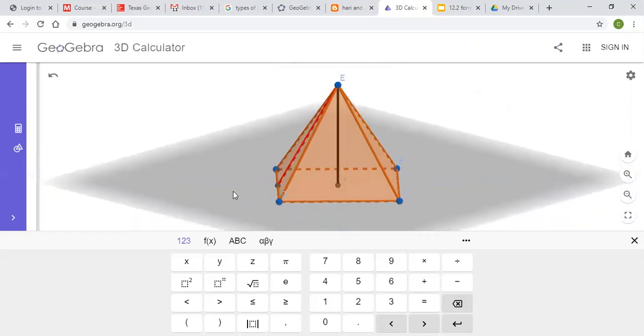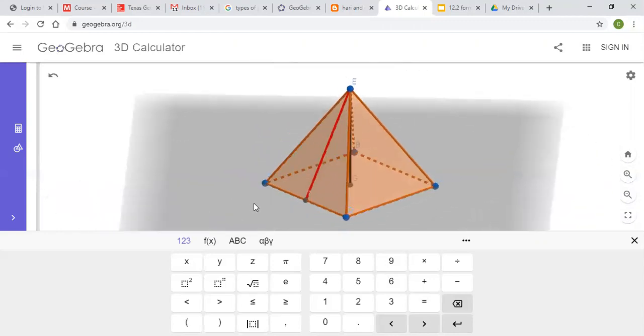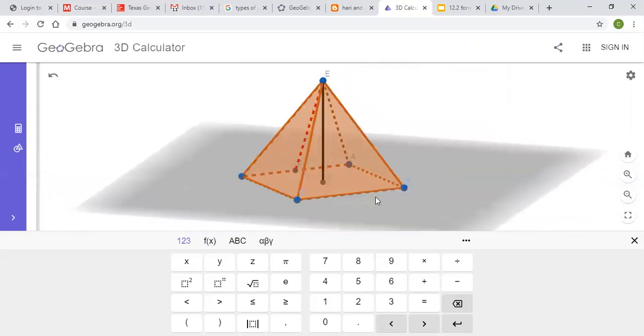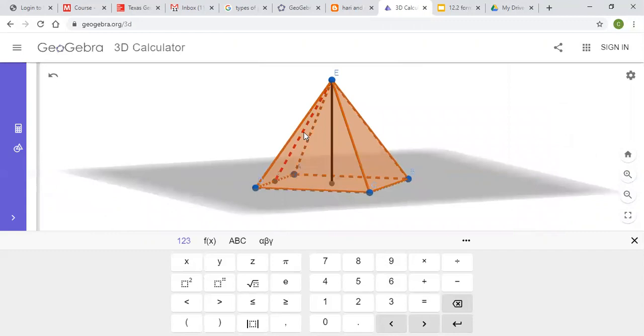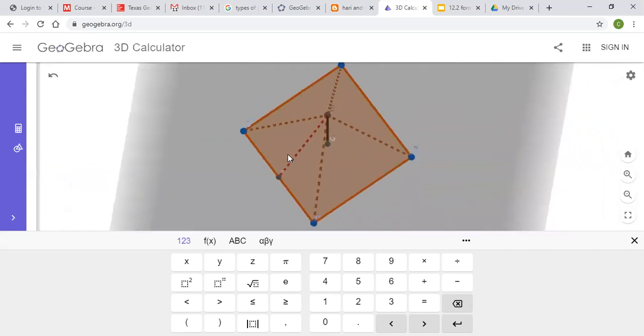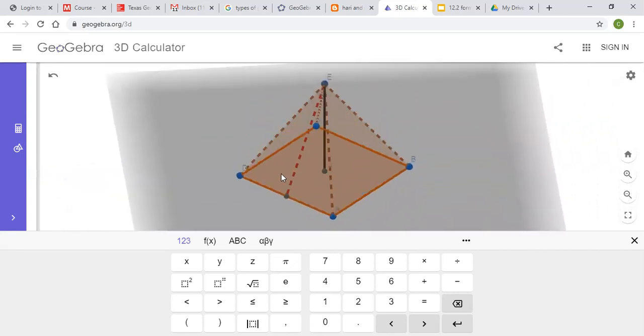We call those the lateral faces. So this triangle here, and this triangle, and this one, those are all what we call lateral faces. They're all going to meet at one point up here. That's called the vertex of our pyramid. That one face that doesn't meet at that one point, for example this square down here, is what we call the base of our pyramid.